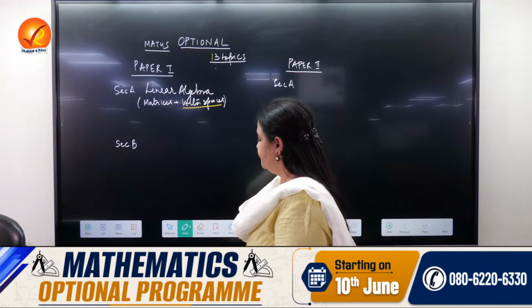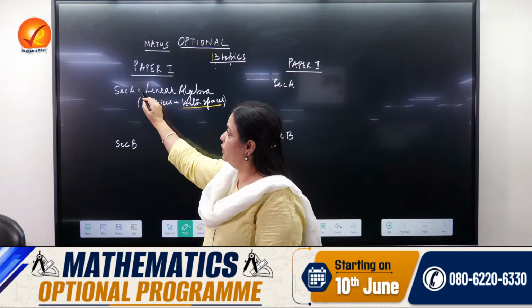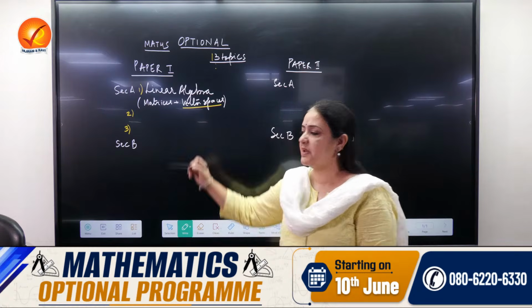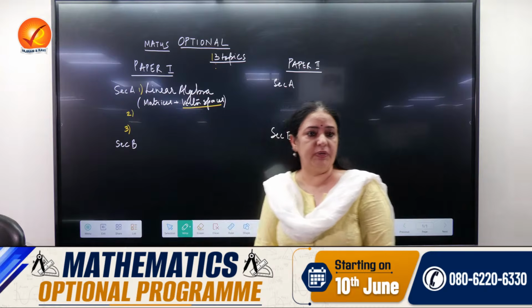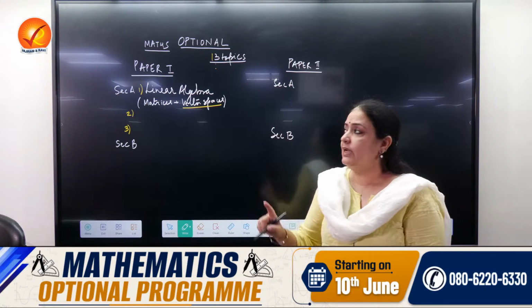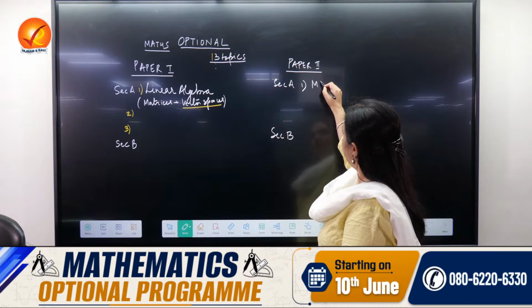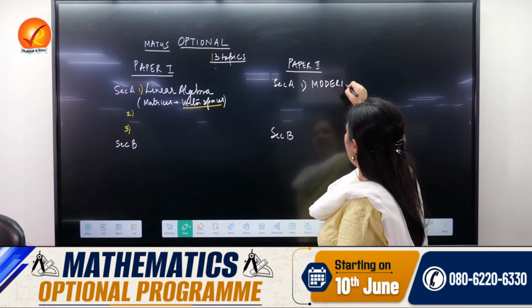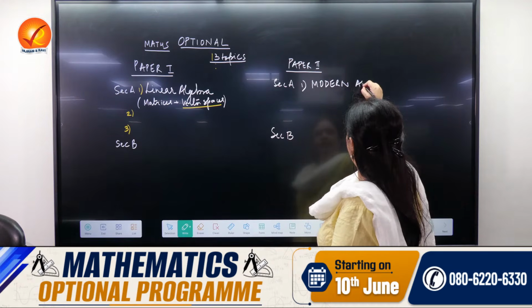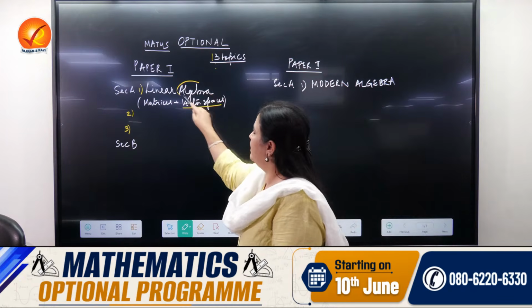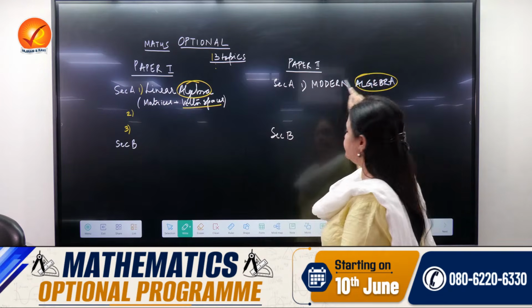Now, you're expecting me to write down, I told you we'll write down, there are just 3 topics here, okay? Now you're expecting that I will write down the second topic, third topic, but I won't. I will tell you that paper 2, section A, the first topic is called modern algebra. Why am I going from here to here? Because these 2 topics are connected. Can you see algebra here?